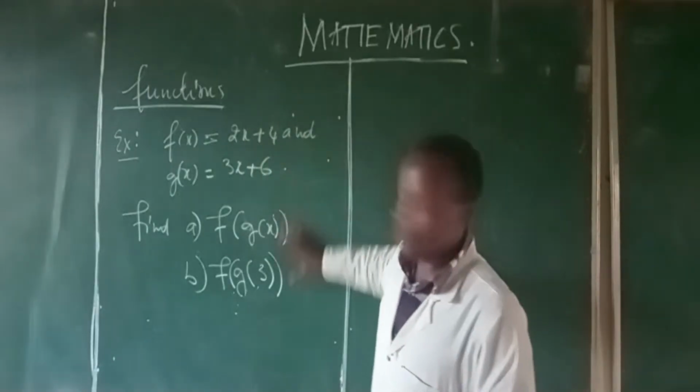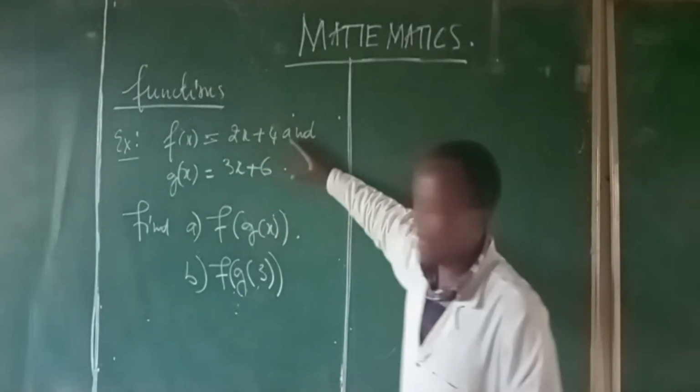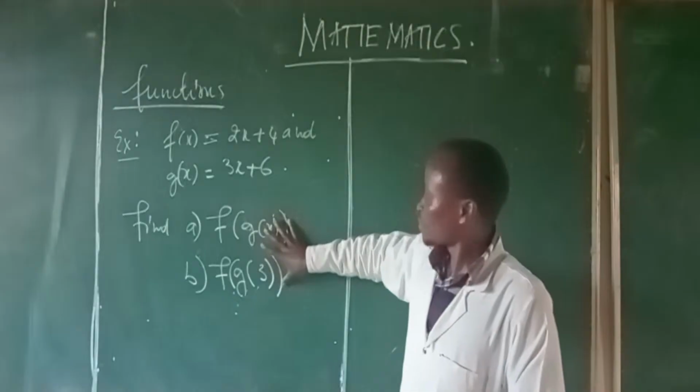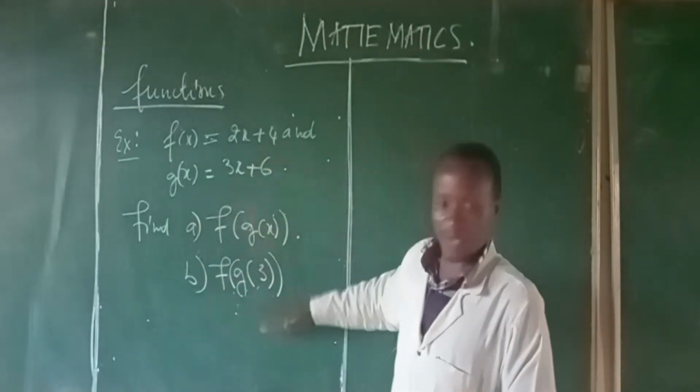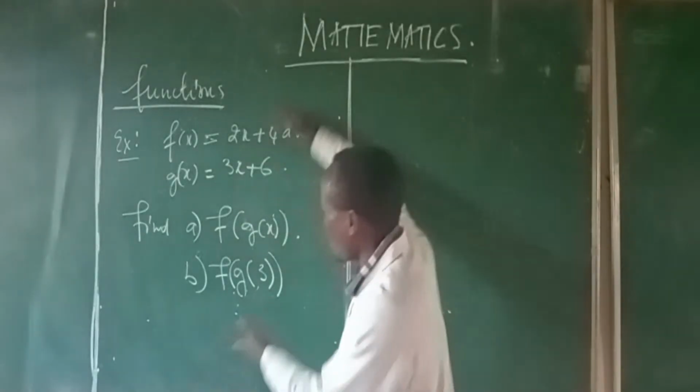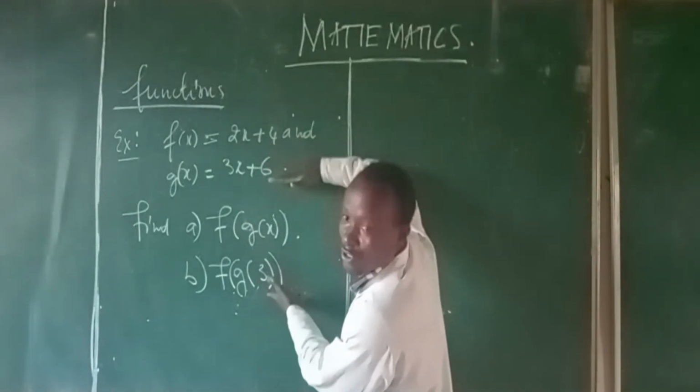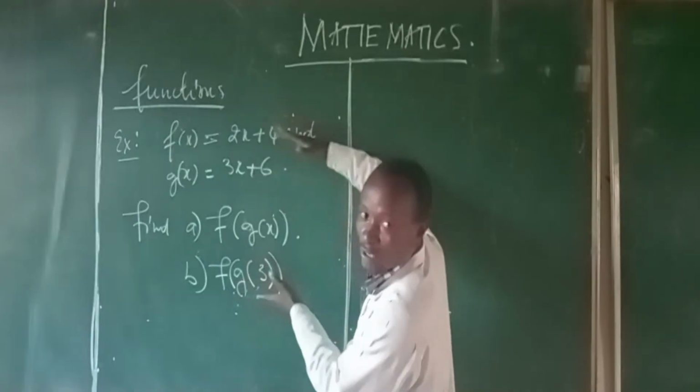You see on the chalkboard you have been given two functions and we have some questions, A and B. Think on those two questions and we're going to do it together.